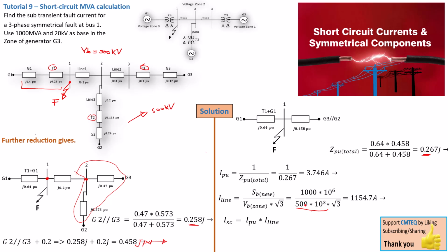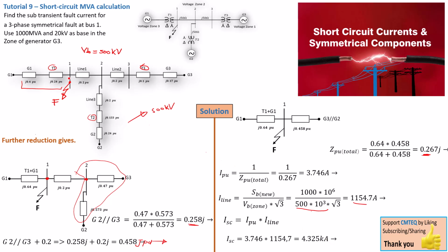Now that we've got the line current, indeed I short circuit is I per unit times I line. So all we have to do is replace into the formula: we know our I per unit, and we now have found our I line. We can then deduce that the I short circuit, the symmetrical fault at this point here on bus 1, is 4.325 kilo amps. That's the short circuit current.